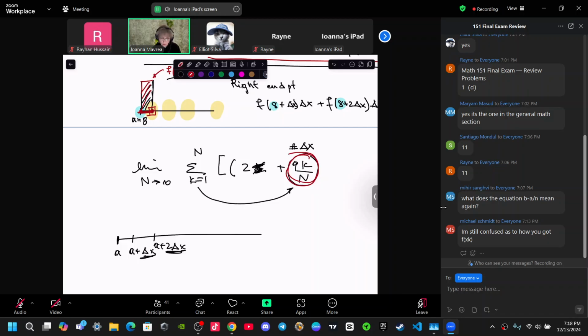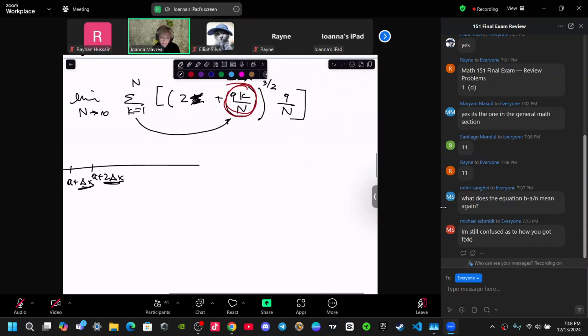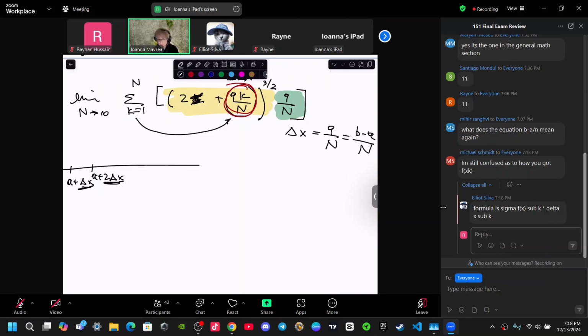Okay, so I gave you, what is it? To the 3/2 times 9 over n. Right? So again, this will have the same form: the function times delta x. So that's your delta x, right? Same thing. And delta x is always b minus a over n. And again, they gave you the a, I think. Yeah, gave you the a. The a is 2, right? So this is 2. So you can find b.